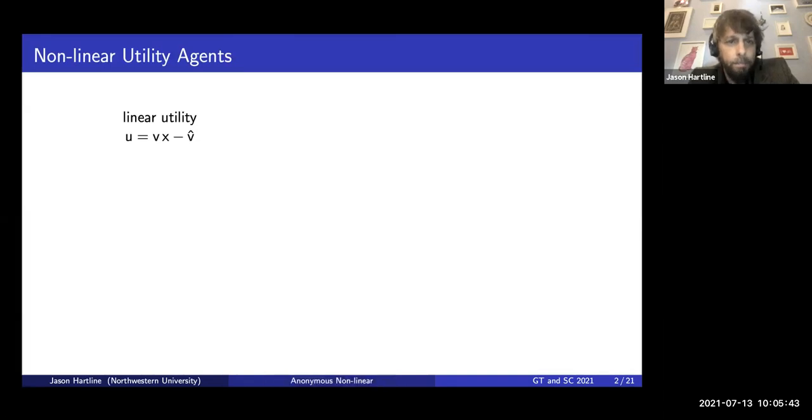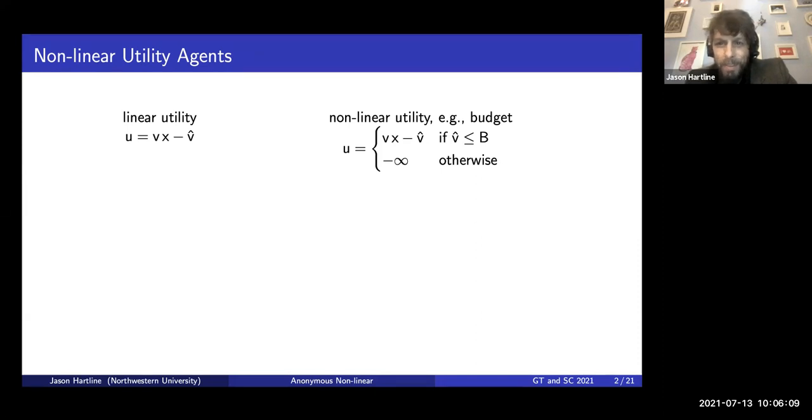Great. So I'm going to be looking at mechanisms for agents with nonlinear utility, but let's start with linear utility. So a linear utility agent is an agent whose utility is given by some value for receiving a resource, minus the price they're asked to pay for that resource.